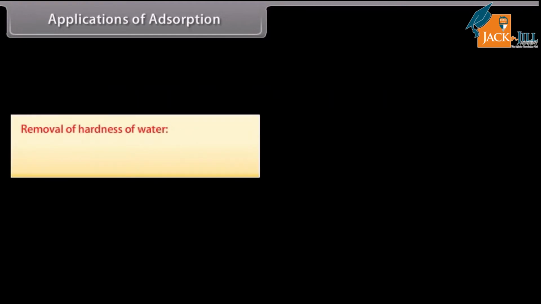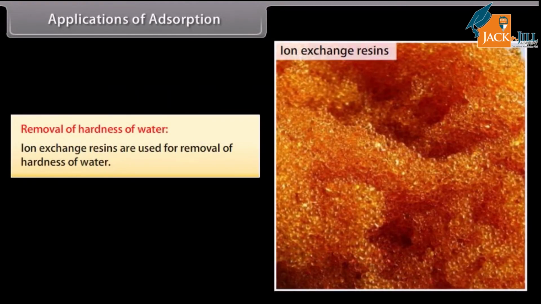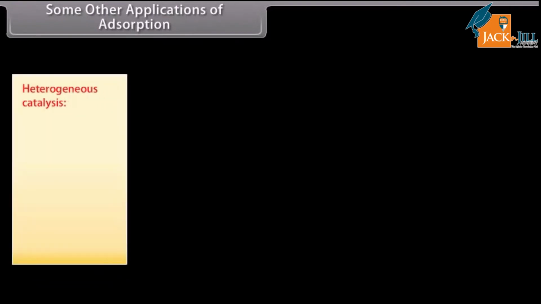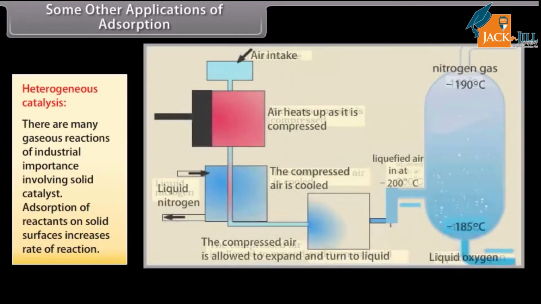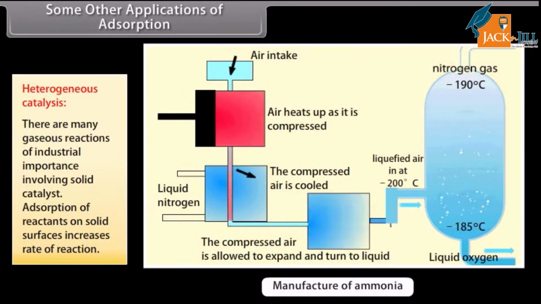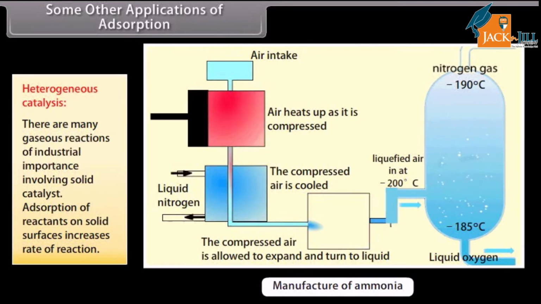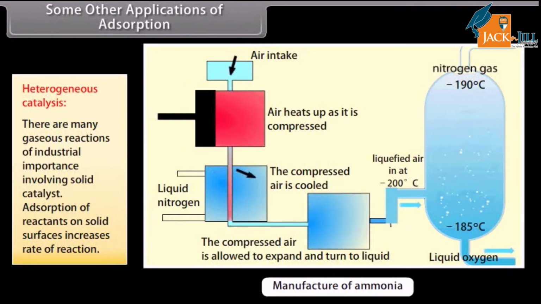Removal of hardness of water: ion exchange resins are used for removal of hardness of water. Some other applications of adsorption. Heterogeneous catalysis: there are many gaseous reactions of industrial importance involving a solid catalyst. Adsorption of reactants on solid surfaces increases the rate of reaction. For example, manufacture of ammonia, sulfuric acid, and hydrogenation of oils.